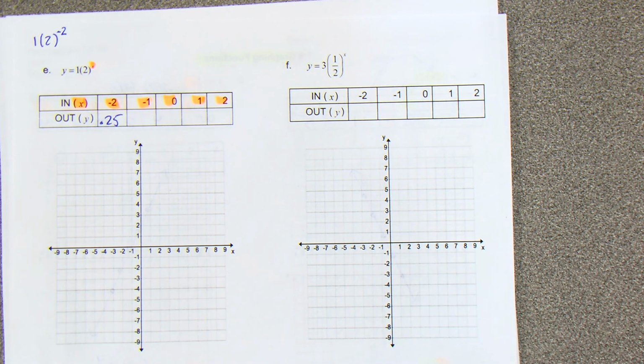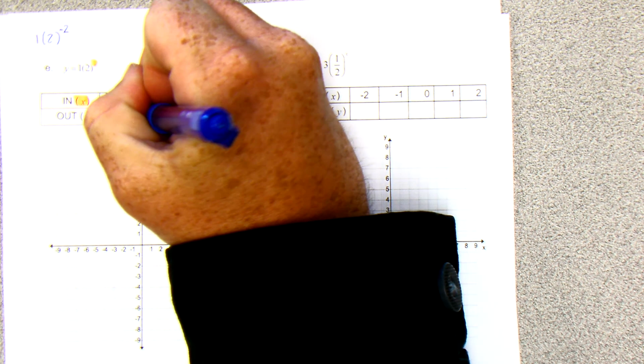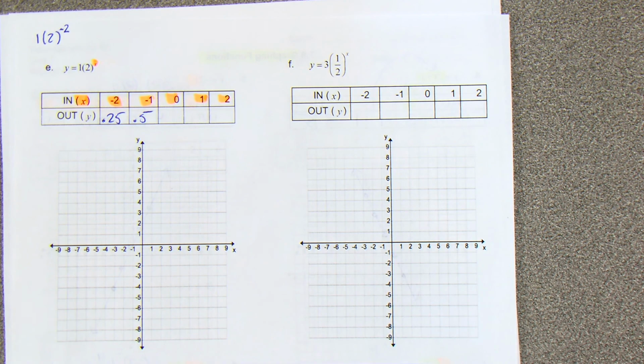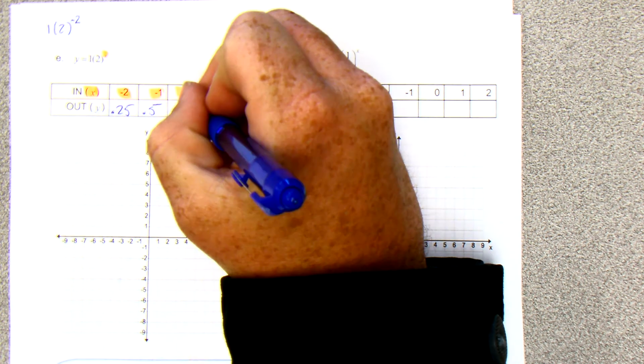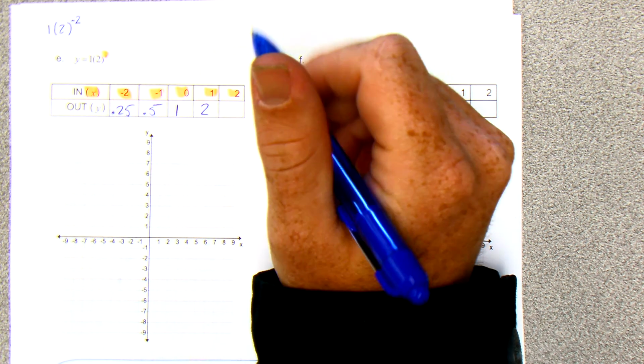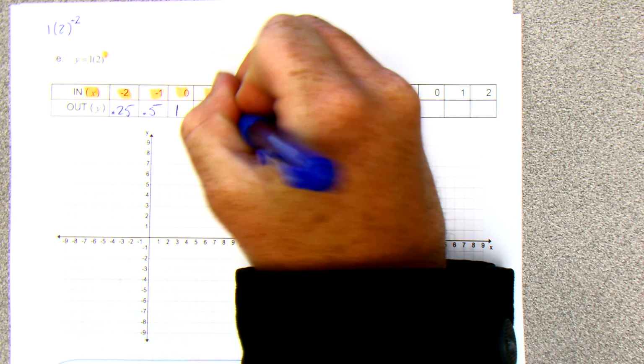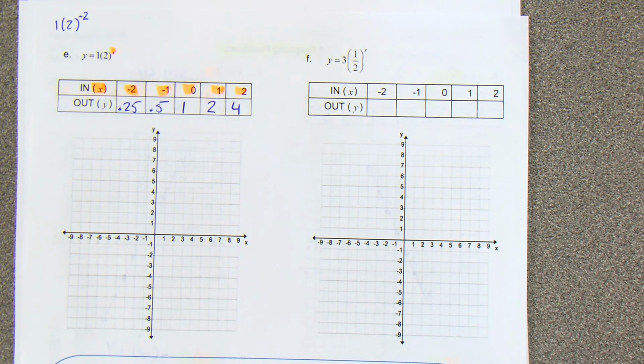Okay. If we put in a -1 for x on Desmos, you would see that we would get 0.5. So we'd get 1/2. If we put a 0 in on Desmos, we would get a 1. If we put in a 1 on Desmos, you would see we'd get 2. And if we put a 2 in on Desmos, we would get 4. Okay. So now we graph these values.